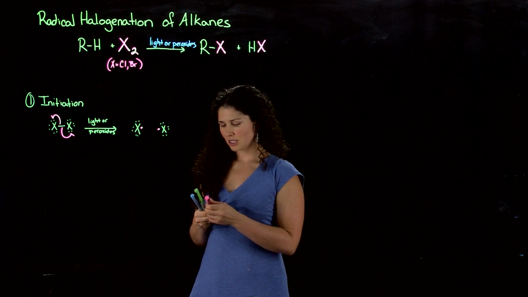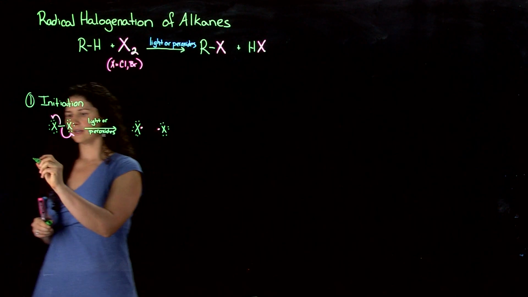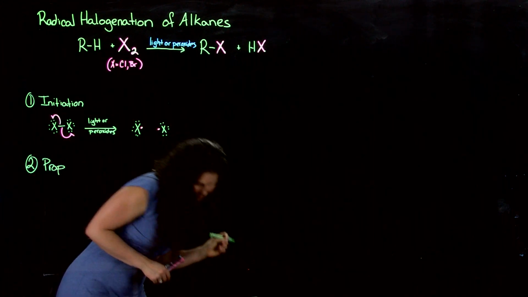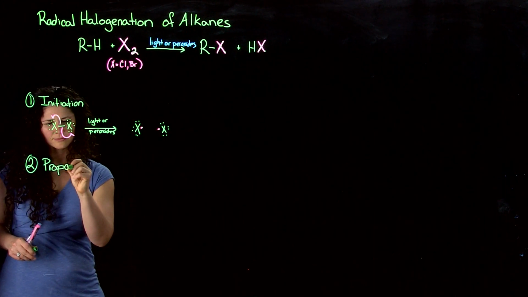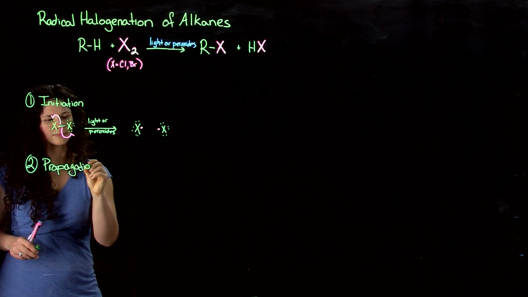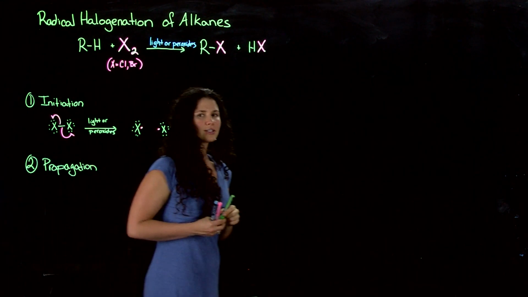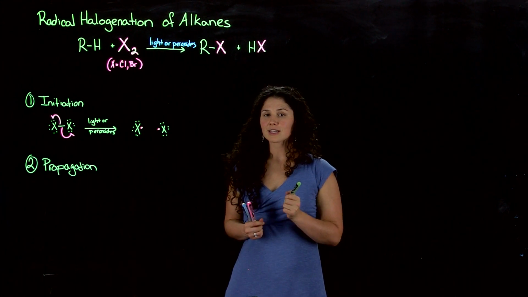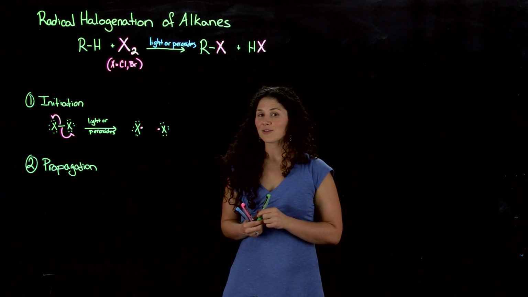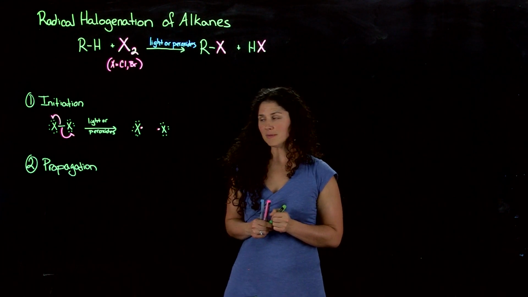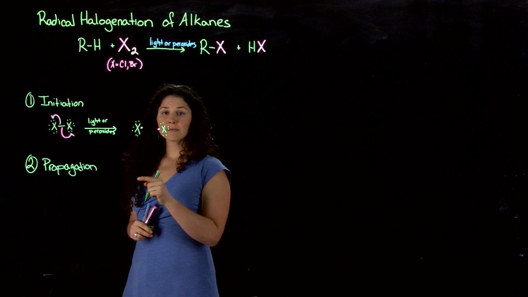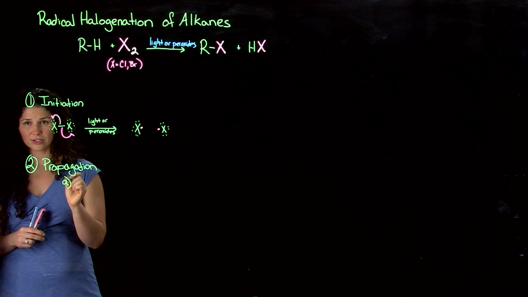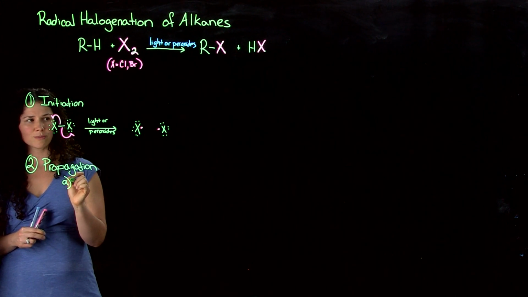After this initiation step happens, the next step is going to be a propagation step. In propagation steps, radicals go in and react with non-radicals, and the result is usually a product and another radical. So radicals go in and come out of these steps. There can be multiple propagation steps. In this case, I have two different propagation steps that are required in order to form the products.